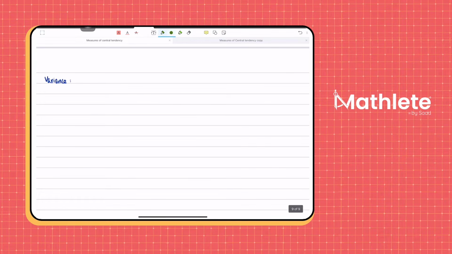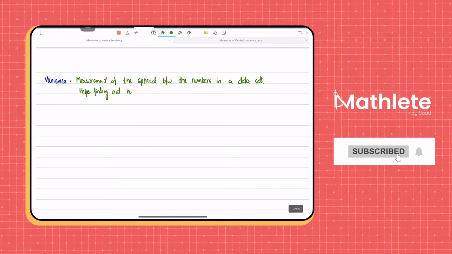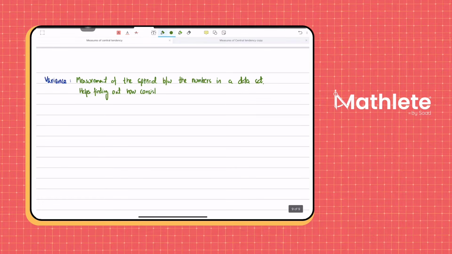Change, okay, yeah. So a better definition would be that it is a measurement of the spread between the numbers in a data set. Okay, or in other words, it helps us find out how consistent the data is. Okay, it helps finding out how consistent the values are. Now, what does that mean?